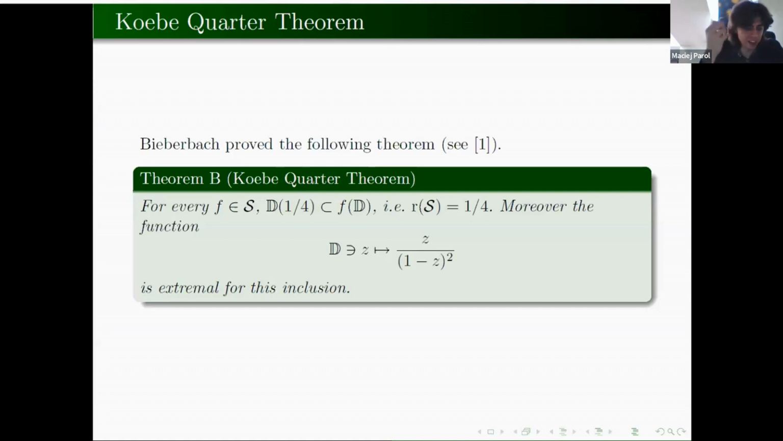Of course, we can't improve this radius because this is the radius for the whole class S, but we can try to determine the radius for another class or for subsets of class S.